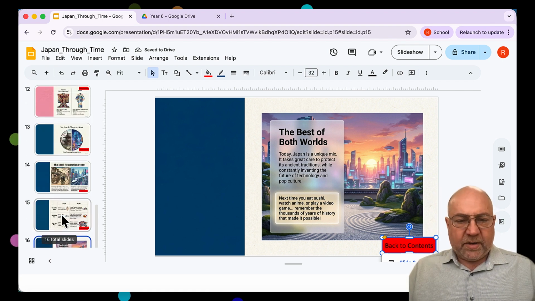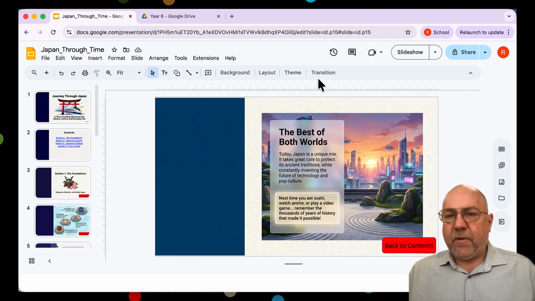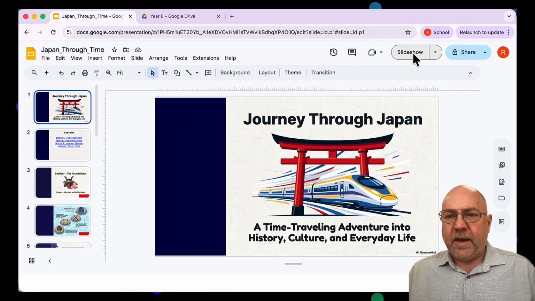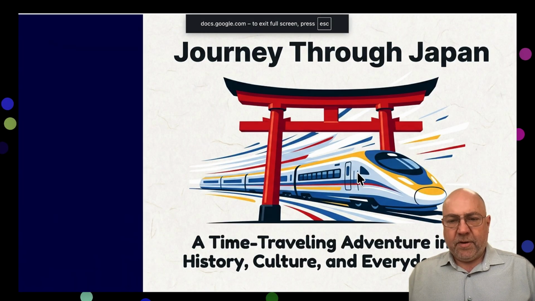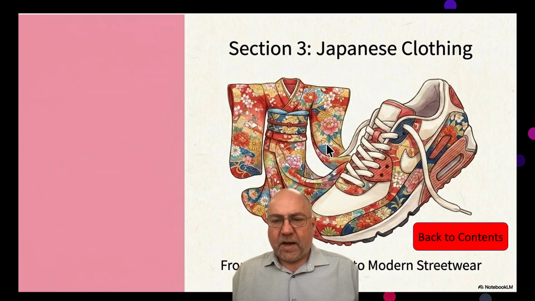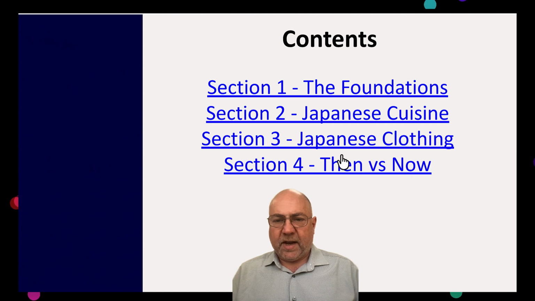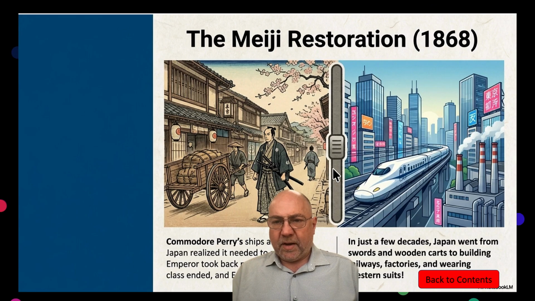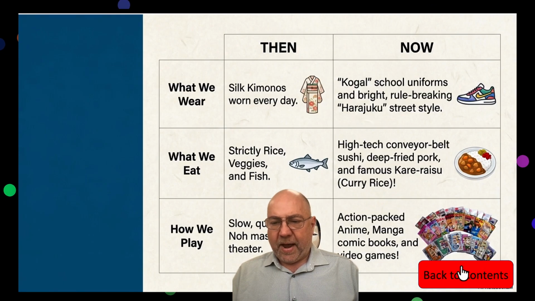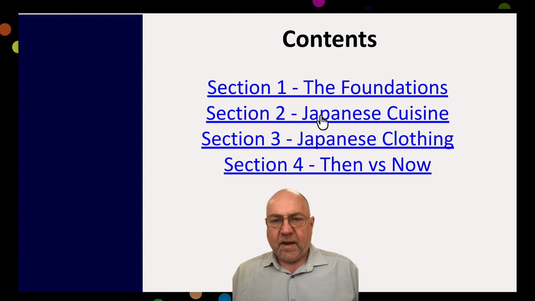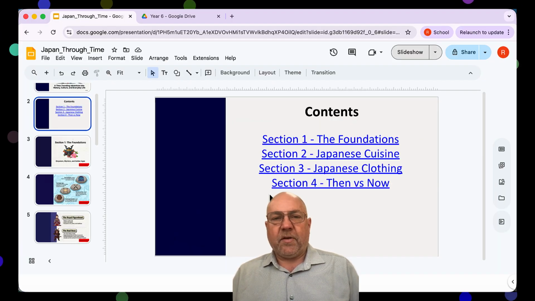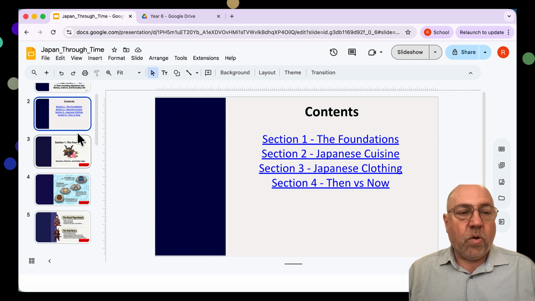That's all my slides done. And now if we play our slideshow from the very beginning, let's click on the slideshow. So we go to Japanese clothing. Let's go back to contents. Now we can go through this, back to contents, foundations, back to contents, and so on and so forth. So there's our presentation all sorted out.